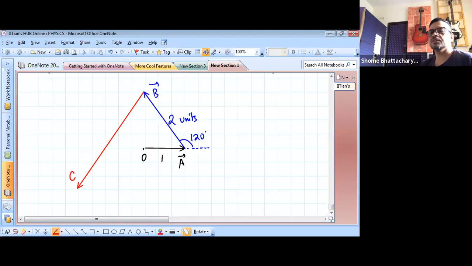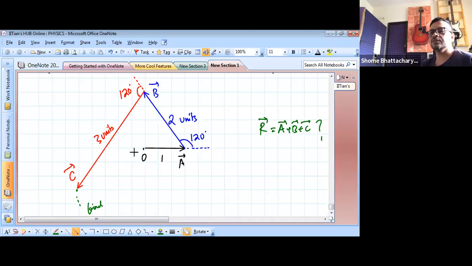This would be a displacement C of 3 units, but such that this angle here is 120 degrees. Okay. Now, given this diagram, what would be the resultant of A, B, and C? The resultant, which is A plus B plus C, would be which one? Now you've gone from O to this point to finally this point. So where you ended up here is your final position, and this was your initial position.